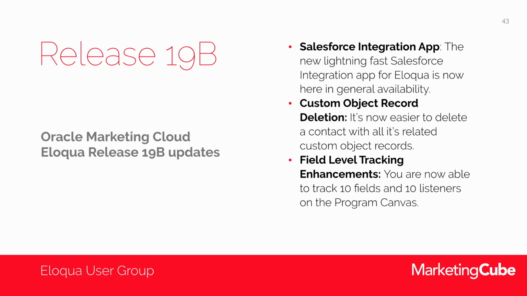If you're working extensively with custom object records, you're now able to delete custom object records. So it's much easier to do that. And also field level tracking enhancements have been increased as well. So they're on the program canvas. So you've got more to be able to track there essentially.